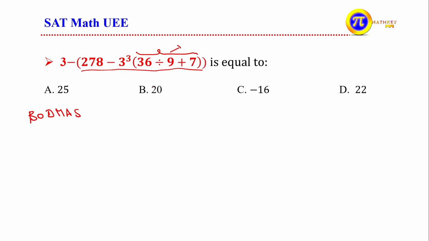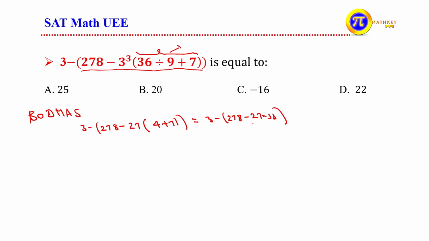Division. This becomes 3 minus [278 minus 3 to the power of 3, that is 27. So 36 divided by 9 equals 4. 4 plus 7 is 11. So this equals 3 minus in the bracket 278 minus 27 times 11.